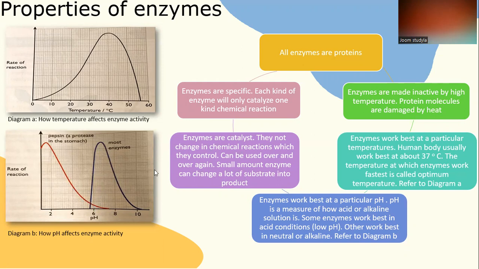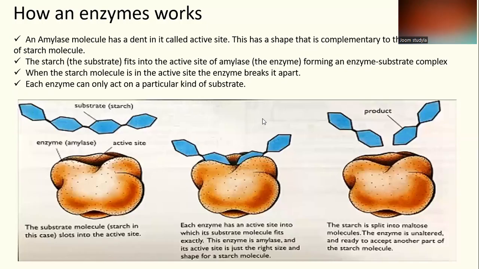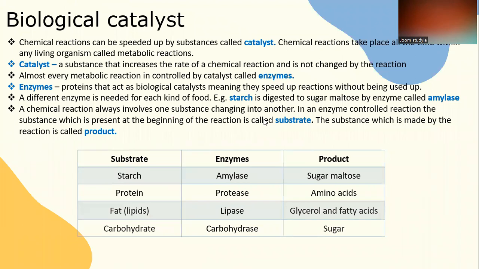And enzymes are catalysts. They are not changed in the chemical reaction which they control. They can be used over and over again. A small amount of enzyme can change a lot of substrate into product. And enzymes are specific. Each kind of enzyme will only catalyze one kind of chemical reaction, as you already studied before in the previous diagram. For example, starch is digested to the sugar maltose by the enzyme amylase. You see a different kind of enzyme for a specific substrate to produce specific products.